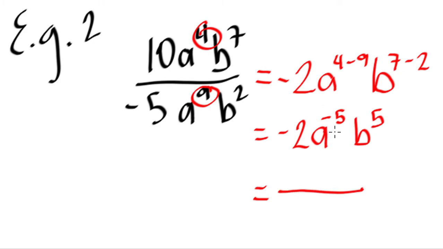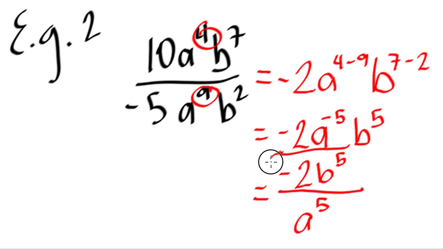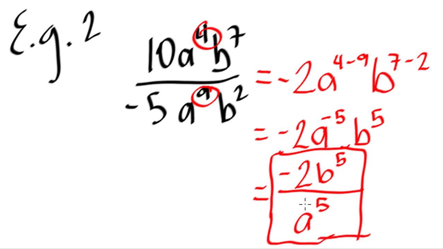Now what would be the answer? This a here is being raised to negative 5. So to get rid of the negative sign, we should put a raised to 5 in the denominator. And what remains in the numerator is negative 2b raised to 5. The explanation of this will be talked about in a future video wherein we have a law for negative exponents. Likewise, in the previous example, we have a law for zero exponents. That will be talked about in detail in the next video.